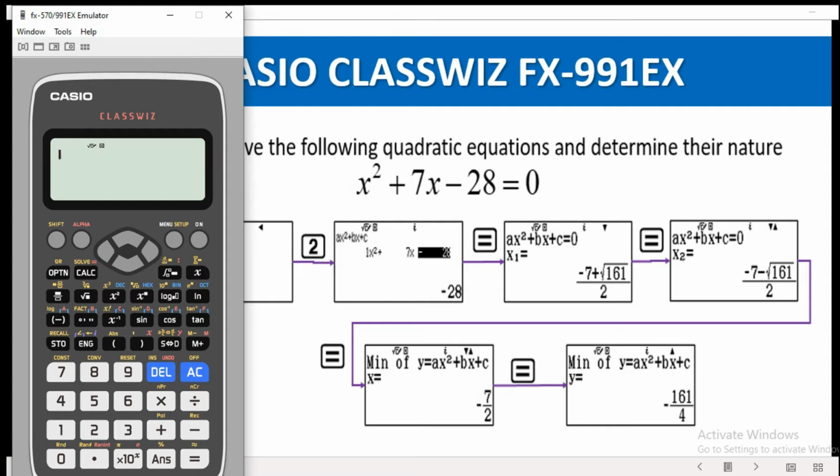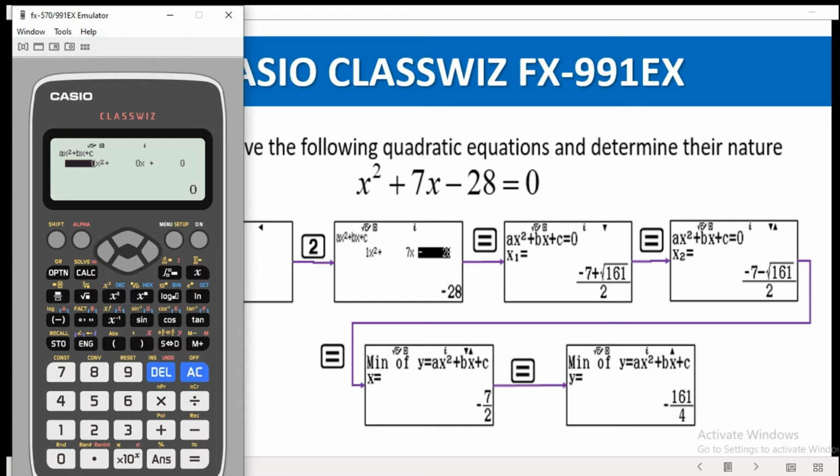So in order to insert this quadratic equation, first we need to press the menu button, then scroll down and press the equals button on equation and function, then polynomial, press 2. As for the quadratic equation, the highest degree is 2, so press 2 here.